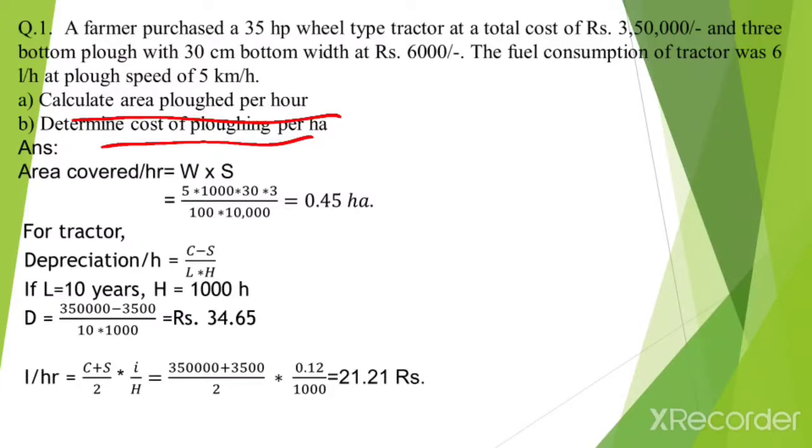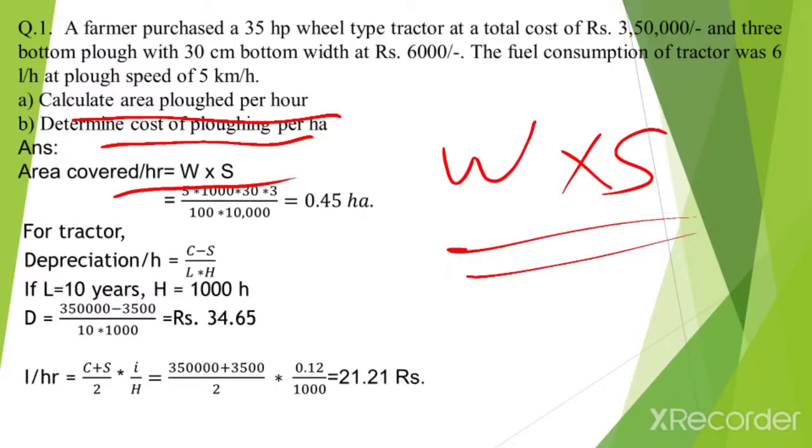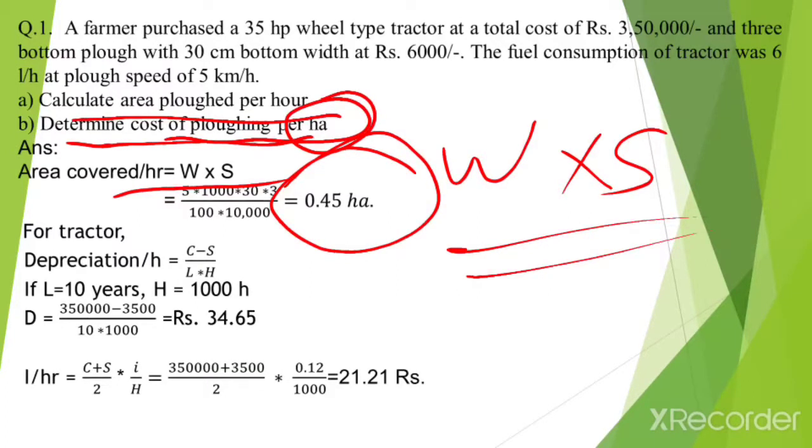Now first entity we will calculate is area covered. The basic formula for that is W into S, where W means width of the implement and S means speed of the tractor or total speed of the implement. Here the answer should be in hectare, because we have to calculate the cost of plowing per hectare, so area covered should be in hectare. For that purpose the speed should be in meter, so we will convert the speed into meter per hour.